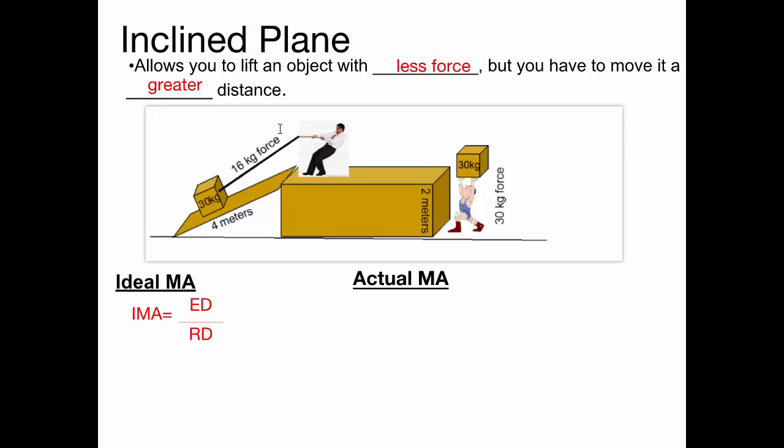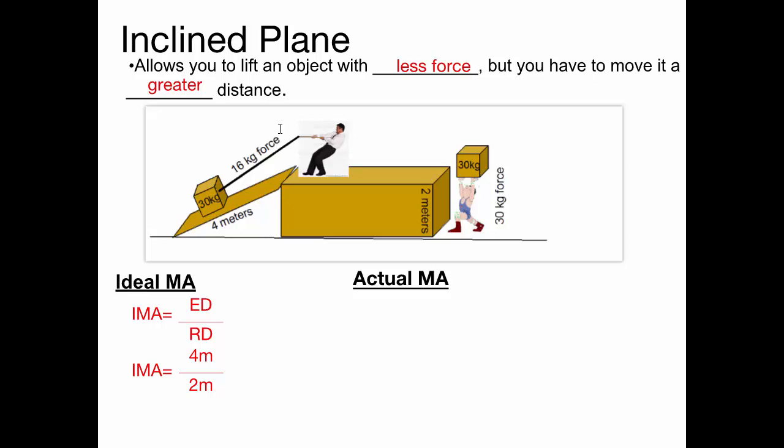So in this case, what do you think the effort distance is for this inclined plane? 4 meters. That's how far you need to drag this thing to use this inclined plane. What's the resistance distance, Bella? 2 meters. You're actually just getting it up 2 meters. So that gives this inclined plane a mechanical advantage of what?